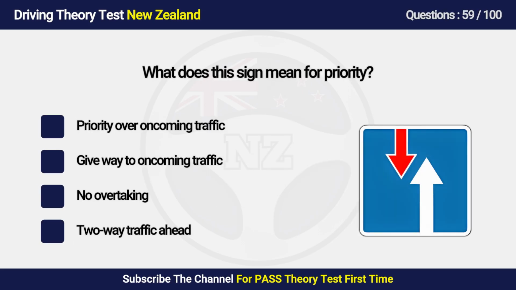A. Priority over oncoming traffic. B. Give way to oncoming traffic. C. No overtaking. D. Two-way traffic ahead.